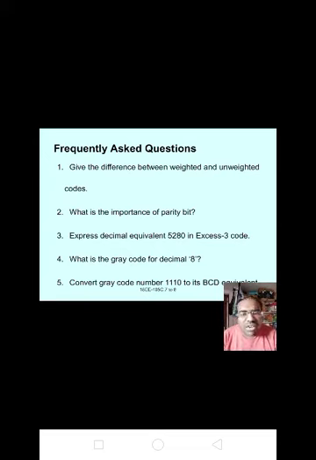Express the decimal equivalent of 5280 in XS3 code. That is, we want to add plus 3 to all the digits. We get 8, 5, 11, 3. Now we want to write BCD code for that.